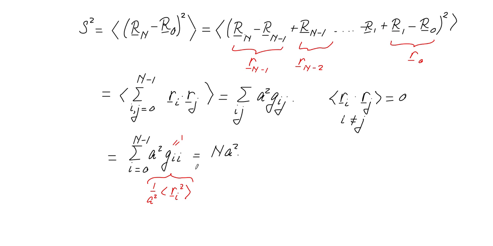And that's not surprising, because what we have done here is we have described a random walk. If you make random steps of fixed size a, then we know that the distance you travel is proportional to the square root of the number of steps you have taken. And indeed, if we calculate s, we find that it's proportional to the square root of n. So that's reminiscent of the random walk.